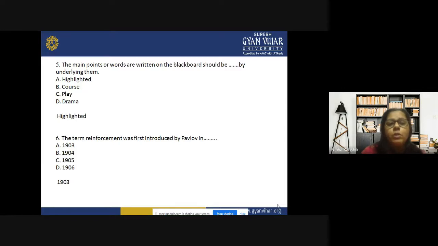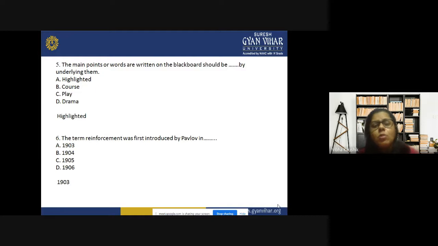The main points or words written on the blackboard should be dash by underlining them. Means if the teacher has written something on the board, then what does the teacher have to do when he has written some important points or words on the board? The options are A. Highlighted. The teacher has to highlight that. B. Course. The teacher has to course that. C. Play. The teacher has to play with that. Or D. Drama. The teacher has to show the drama to the students.